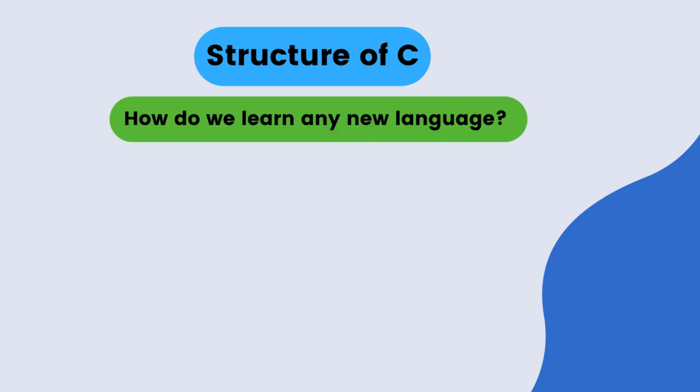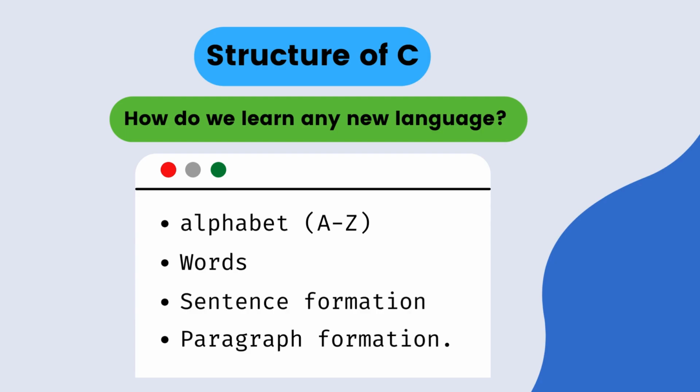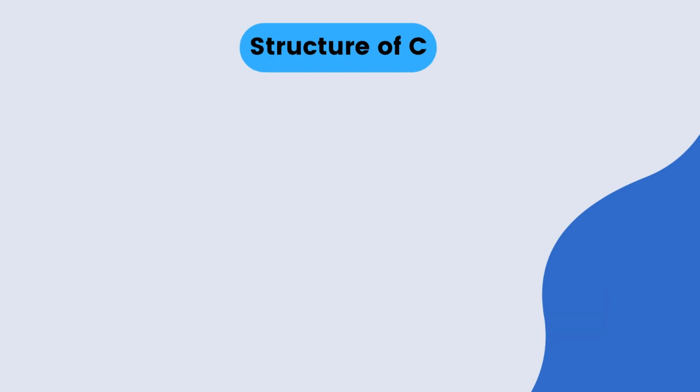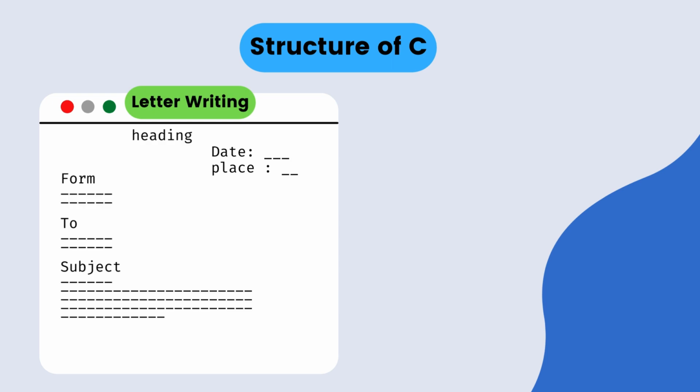Before getting into the details, let me explain a known concept: how do we learn any new language? In the process of learning a new language, the first step is knowing about the alphabet, framing words using the alphabet, followed by sentence formation and paragraph formation. After learning all of these, we try to communicate in the new language formally, hence we write a letter by following proper structure. The letter format contains a heading, date, from, to, subject, body, and yours faithfully.